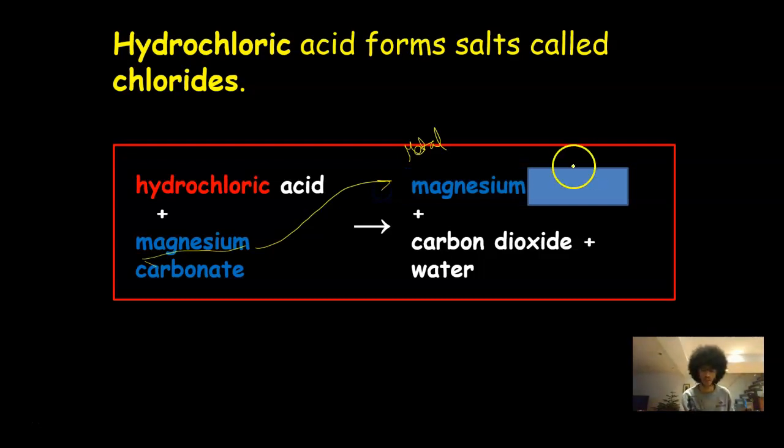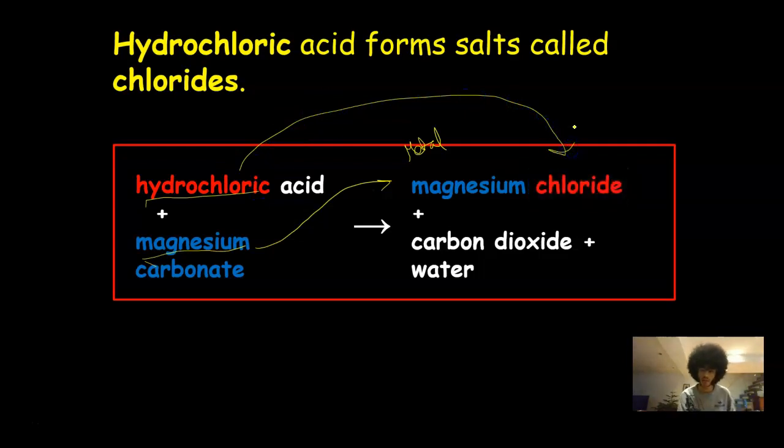Now, the second part is depending on the acid. As you can see, I've written here, hydrochloric acid forms salts called chlorides. I've got hydrochloric acid here. Therefore, the second name here has to be chloride. So the name of my salt is magnesium chloride.